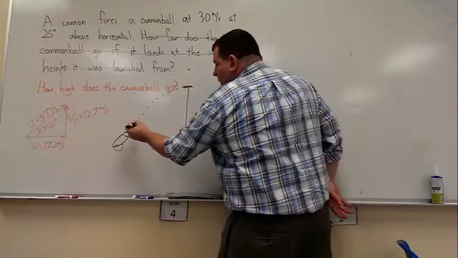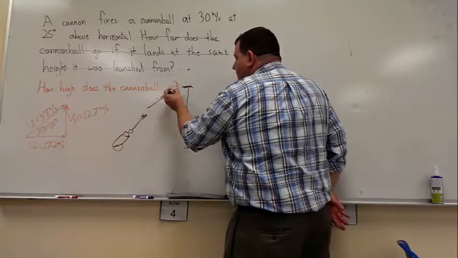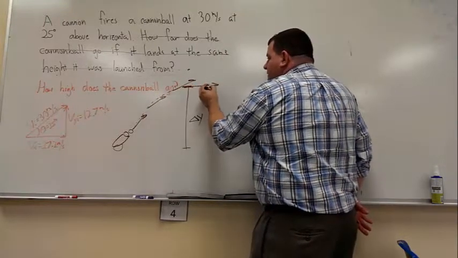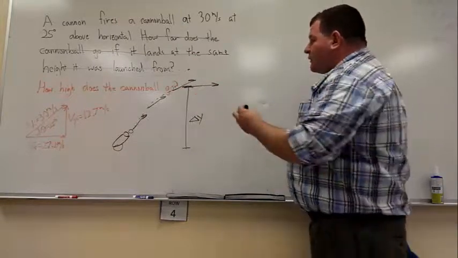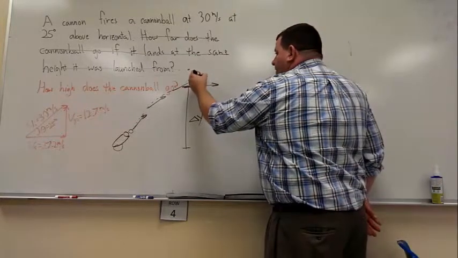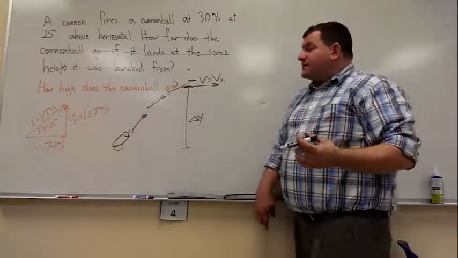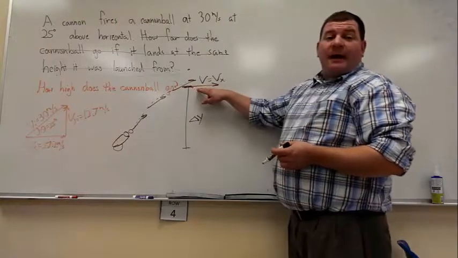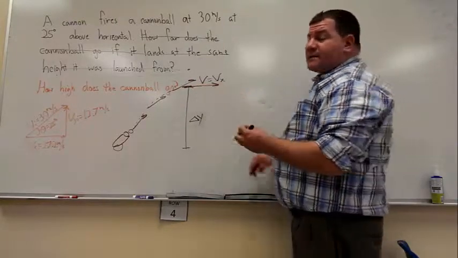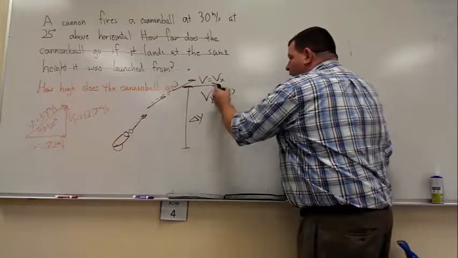As the ball goes up, its velocity goes from here to here, to here, to here. At its highest point, its velocity is totally horizontal, which means its vertical velocity is 0. And that's the key to solving these problems. At the highest point, the vertical velocity, VYF, equals 0.